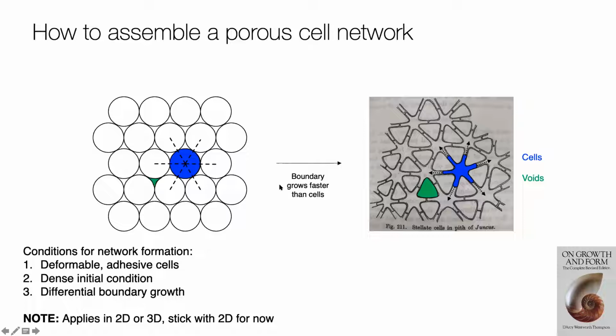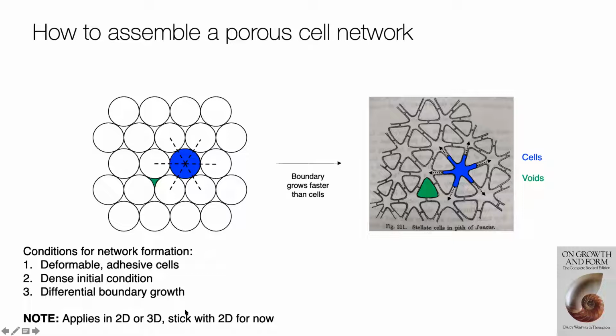To me, this says that the basic ingredients you need to make these networks of cells are cells that can change shape, but also adhere. You need to start dense, and you need the cells to grow slower than the boundaries growing. And I just want to note that this general thinking can apply in both 2D or 3D.